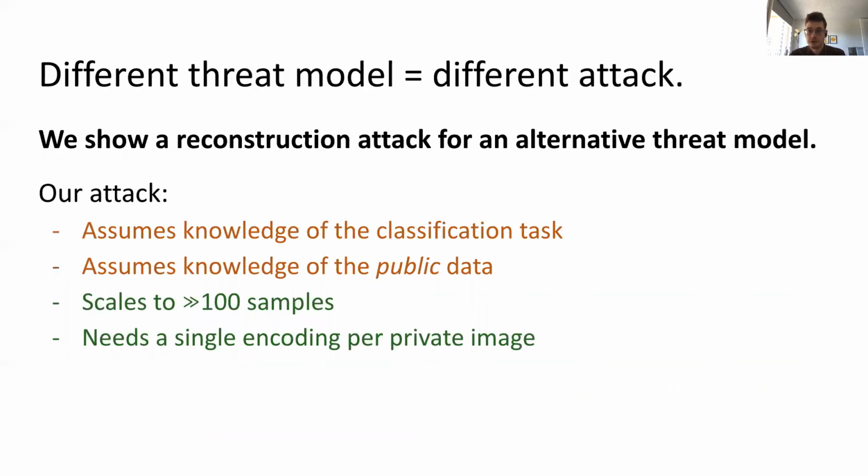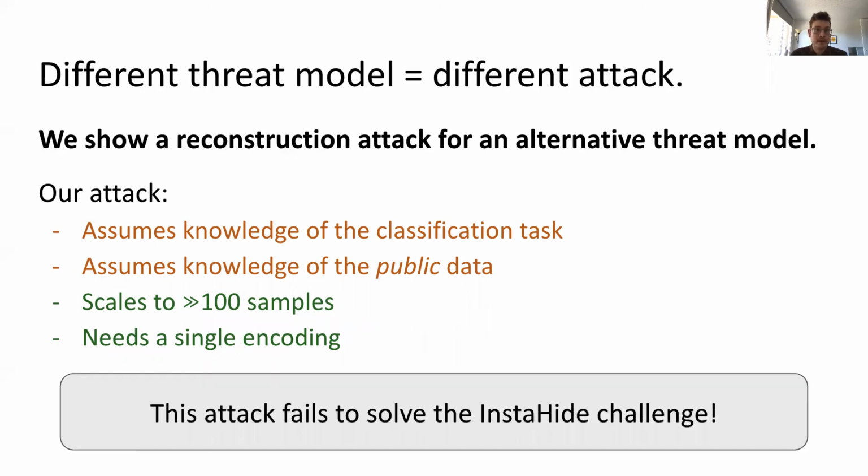For example, we also consider a slightly different threat model in our paper, where the adversary does have some auxiliary knowledge on the data that Instahyde protects, and in particular, we assume the adversary has access to the public data set. And under these assumptions, we give a very efficient attack that scales linearly with the size of the encoded data and can recover a private image given a single encoding. In many ways, this attack might be more realistic than the one we use to solve the challenge. But this attack fails to solve the challenge because it operates in a different threat model.